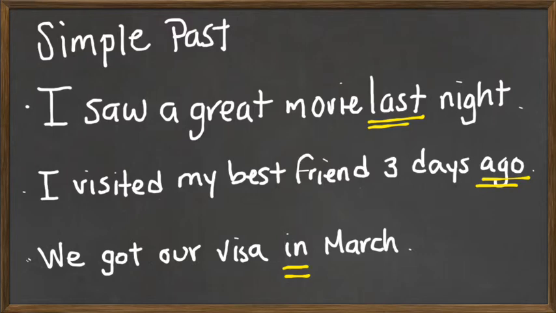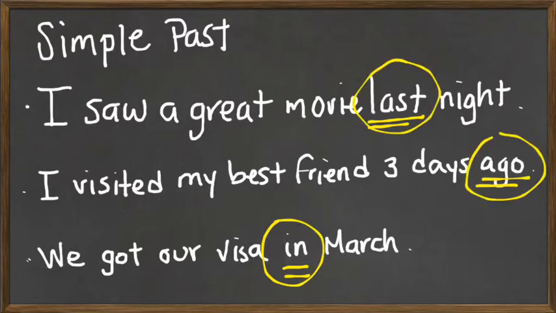In the first one, we have I saw a great movie last night. The second one, I visited my best friend 3 days ago. And we got our visa in March. There are expressions very different from present perfect, and as you can see, all of them are very specific. Last night, 3 days ago, in March.